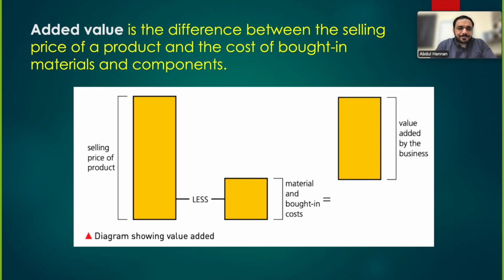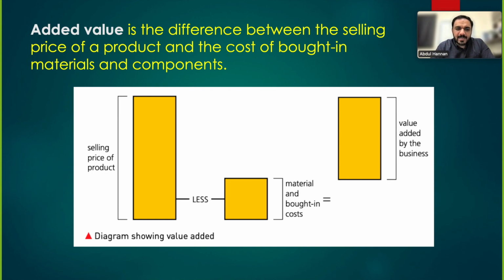Now next is added value. Added value is the difference between the selling price of a product and the cost of bought in materials and components. For example, I am going to produce a board marker. The cost of material is $1 and the selling price is $5. So 5 minus 1, 1 is my cost, 4 is left. $4 is the added value, but we cannot call it a profit.